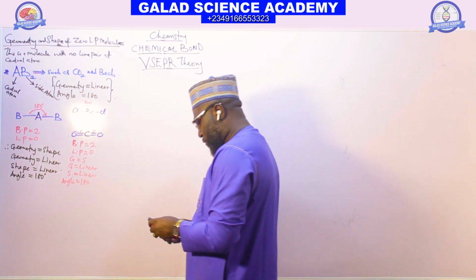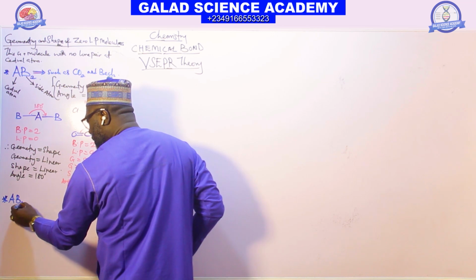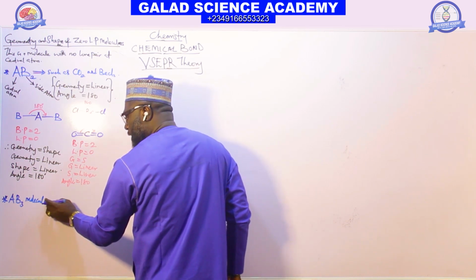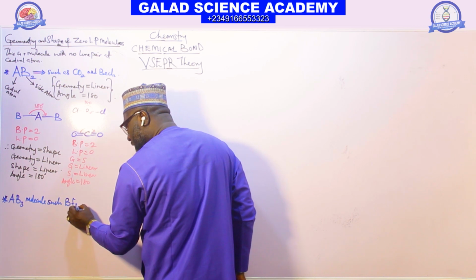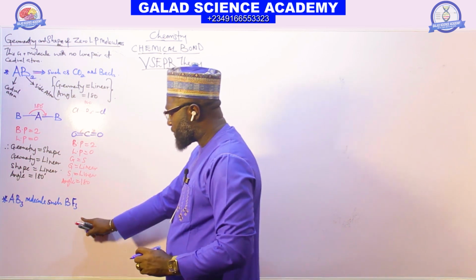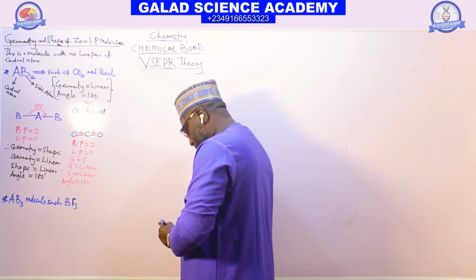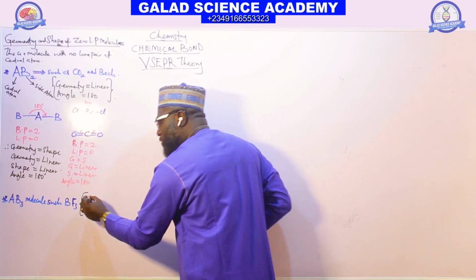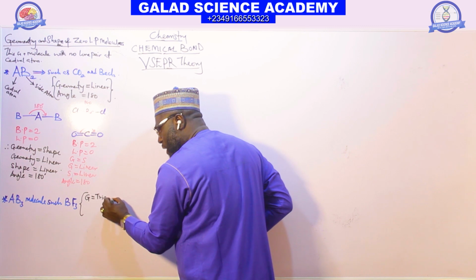The second one, let us look at AB3 molecules. An example of this is BF3, an AB3 molecule, a molecule without lone pair. And don't forget that for every AB3 molecule, their geometry, let me use G to represent it, is trigonal planar.